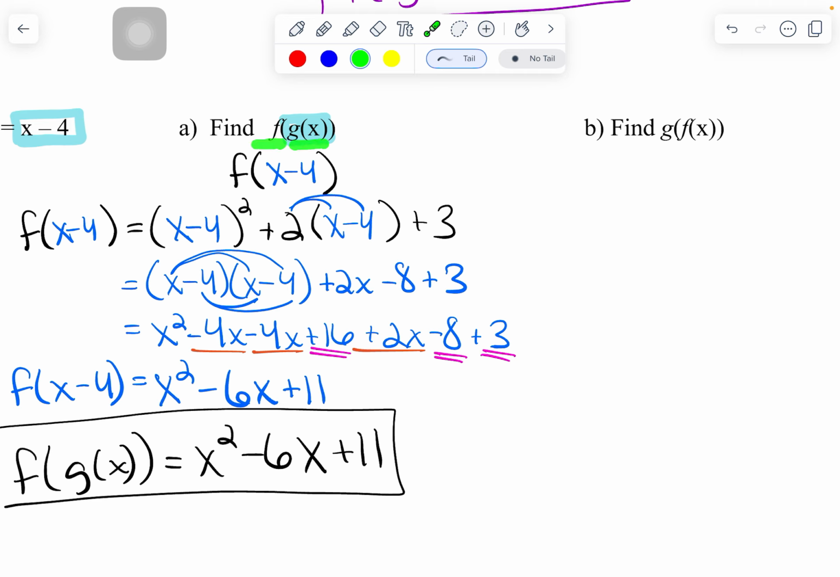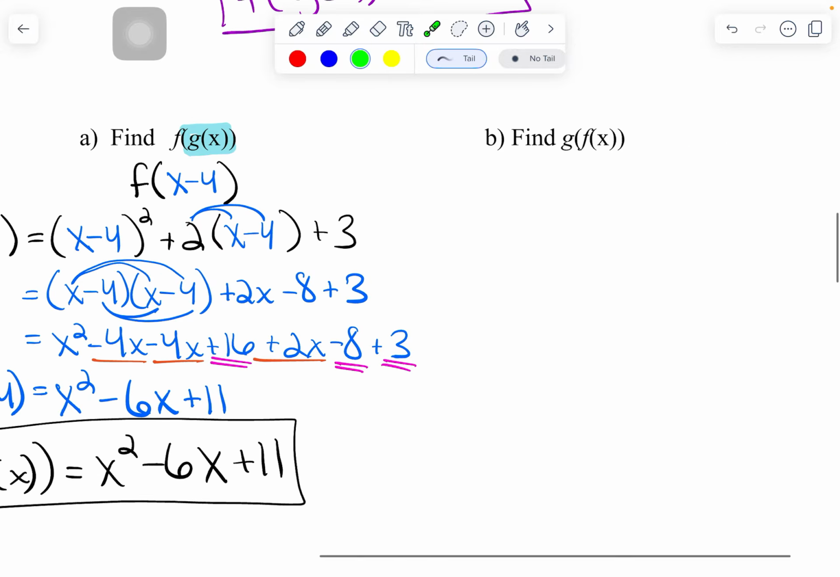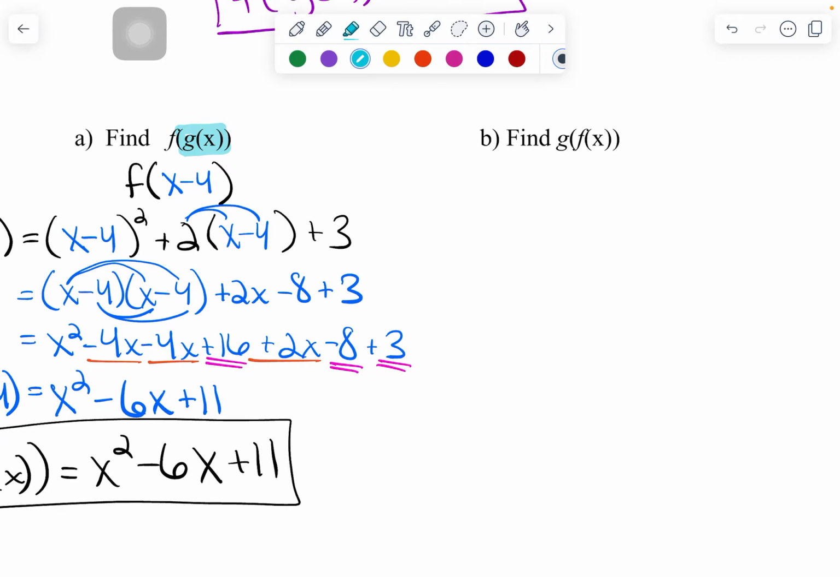So in part A, we did f of g of x. In part B, it's g of f of x. So the order here is going to matter. Just like the order that you divide things matters, or the order you subtract matters, the order you do a composite function absolutely matters. So in this case, let me change up my colors here. Let's go purple this time. So f of x is going to go inside the g of x function. So this is going to turn into g of, and now I'm going to replace f of x with what it's equal to. So that was in the original problem, x squared plus 2x plus 3.